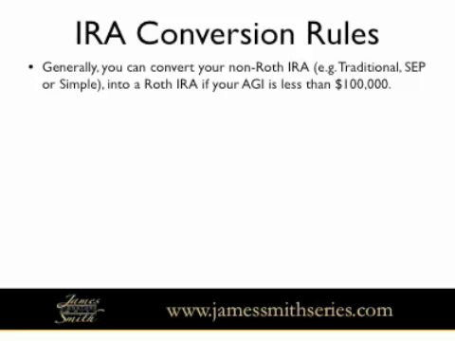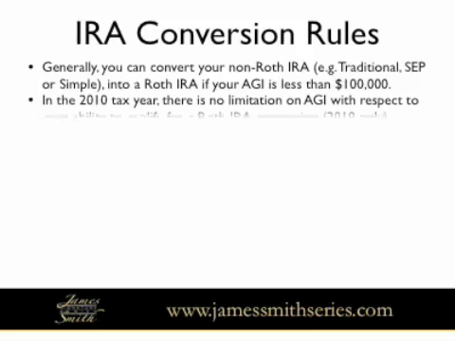Now let's discuss some IRA conversion rules. Generally, you can convert your non-Roth IRA, for example, traditional, SEP, or Simple, into a Roth IRA if your adjusted gross income is $100,000 or less. Now, commonly, when people are referring to your income levels with respect to being able to qualify for conversion, they refer to something known as a modified adjusted gross income. To figure out what your modified adjusted gross income is, be sure to refer to your tax professional.